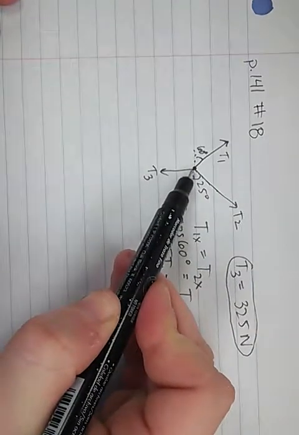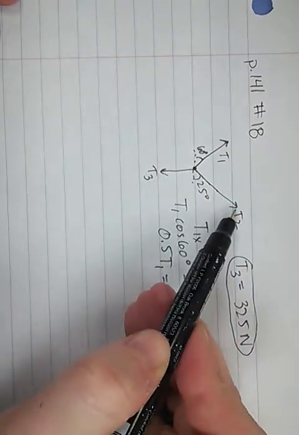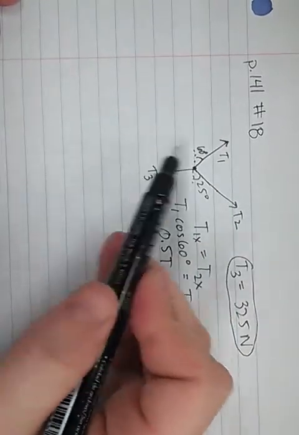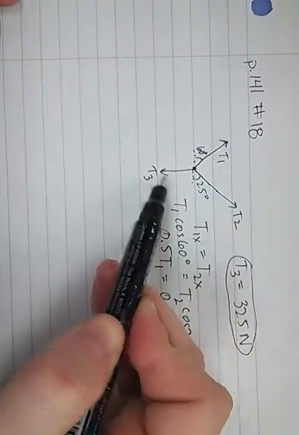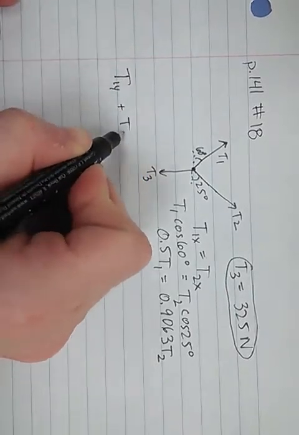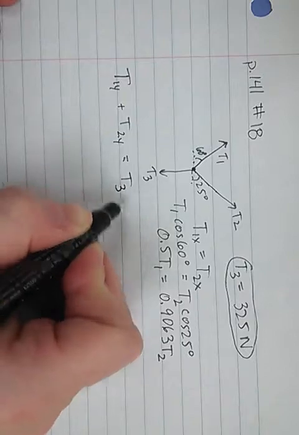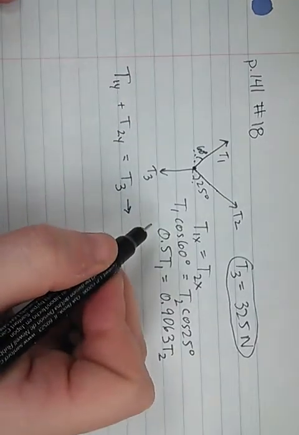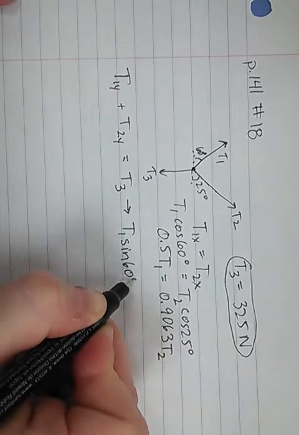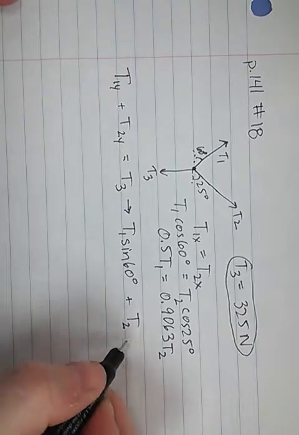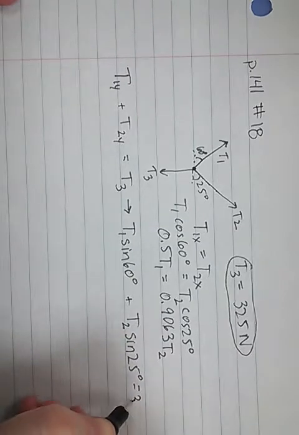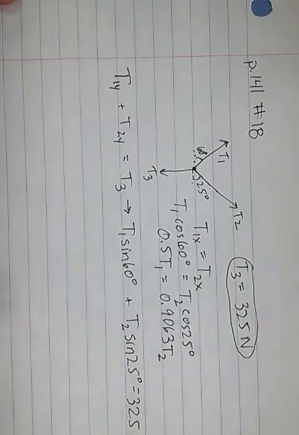Now, in order for this point to stay stationary, the y components added together have to cancel out with T3. So T1y plus T2y will have to equal T3. And we can translate that to T1 sine of 60 degrees plus T2 sine of 25 degrees is equal to 325. Let's put our numbers in.